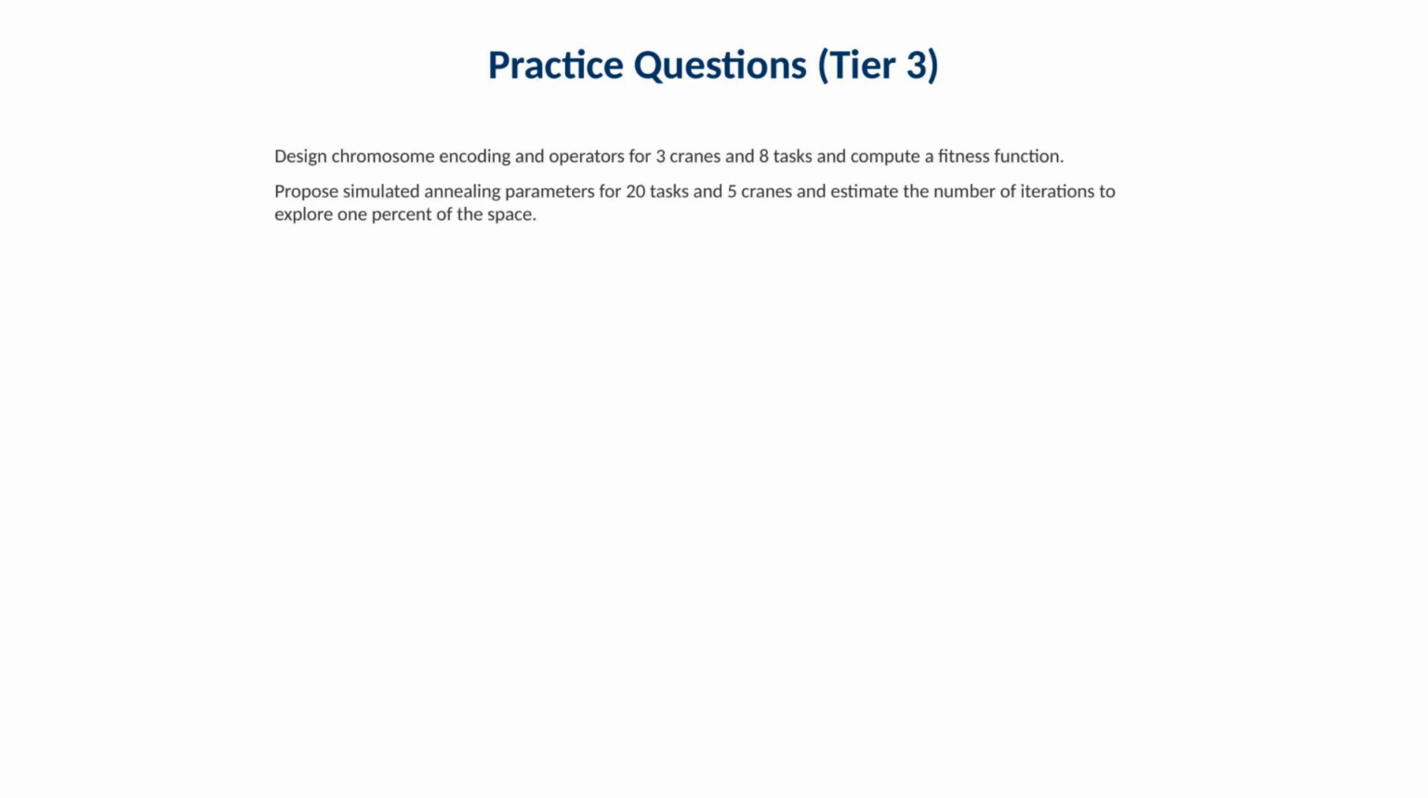These questions ask you to design chromosome encoding and operators for a 3-crane, 8-task instance and compute a fitness function. You also propose simulated annealing parameters for 20 tasks and 5 cranes and estimate how many iterations are needed to explore 1% of the assignment space.